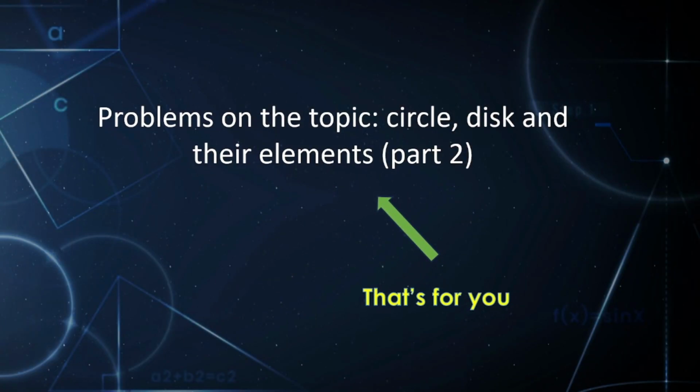Today, I would like to give you a lesson on the topic circle, disk, and their elements, part 2.